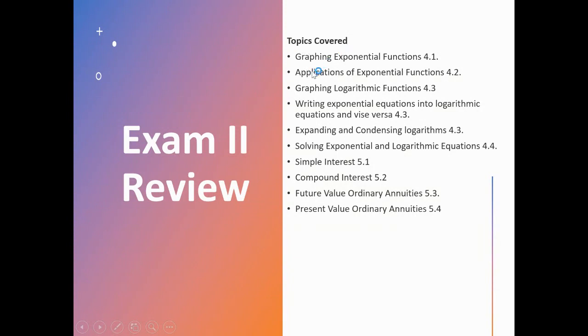So the topics covered are sections 4.1, 4.2, all the way to 4.4, which is exponential and logarithmic functions. And also the mathematics of finance, which is chapter 5, 5.1, 5.2, 5.3, and 5.4. I believe I have about 20 problems that I'm going to help you work out. So to begin, let's start with topic number 1, which is section 4.1, graphing exponential functions.